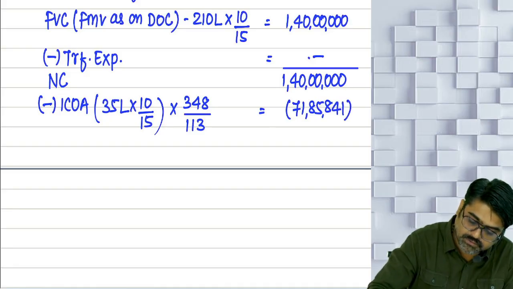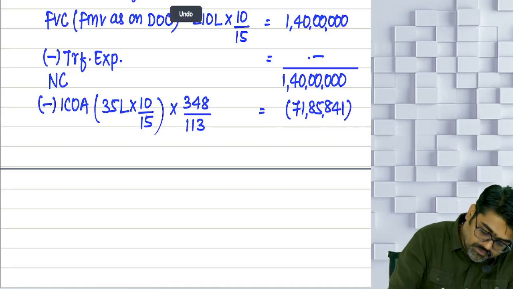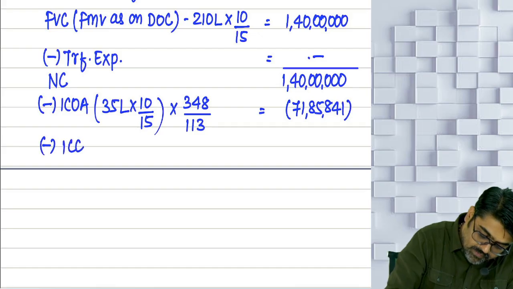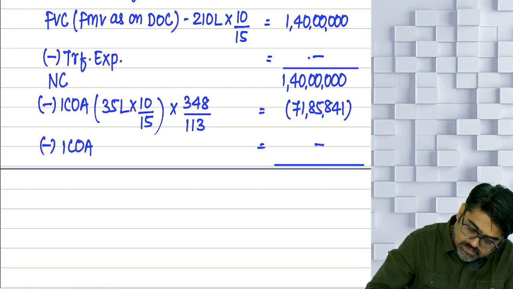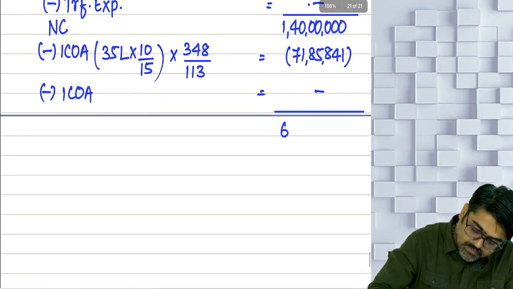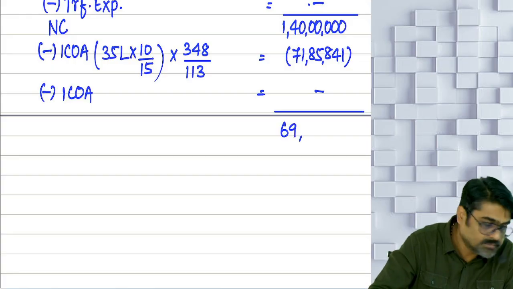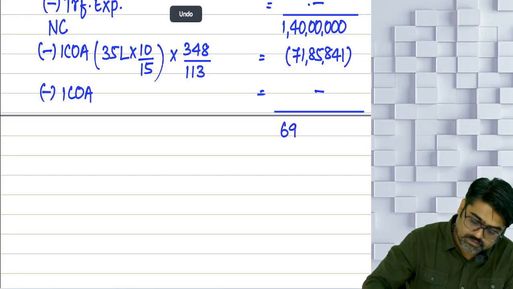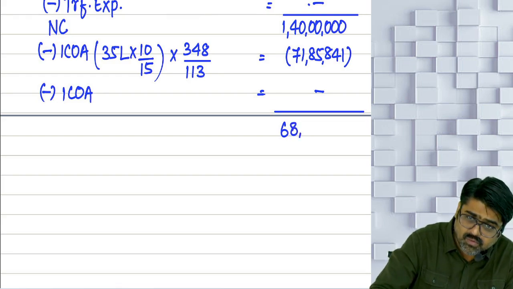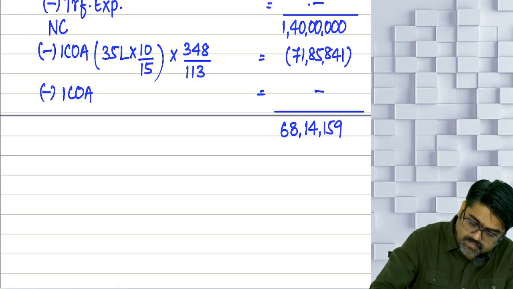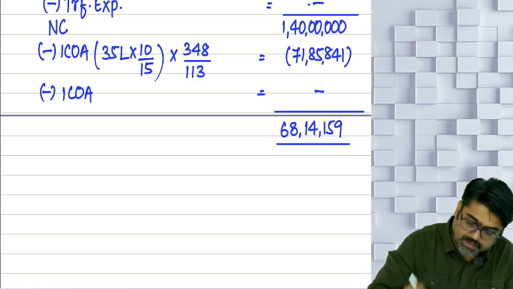Index cost of improvement. Any cost of improvement incurred? No. So now calculate the capital gain. 69 lakhs, 68 lakhs, 68 lakh, 14,150. This is my taxable long-term capital gain.